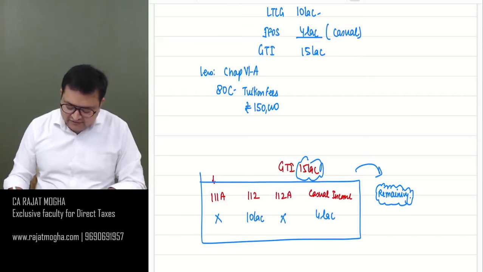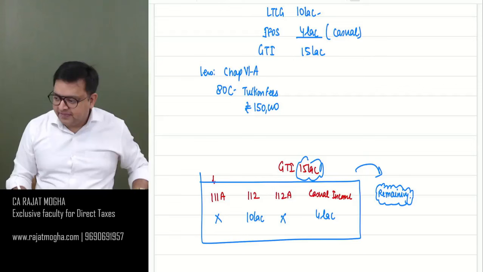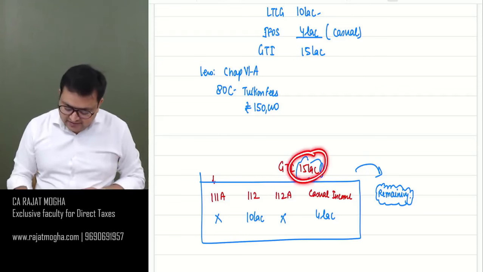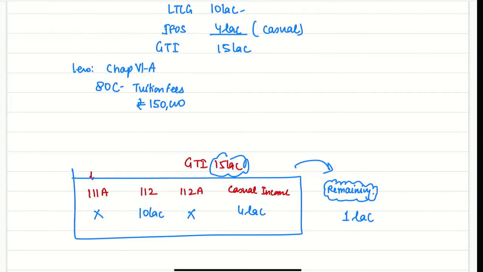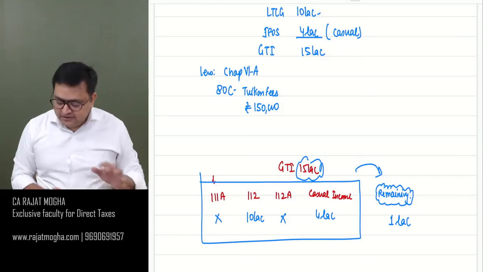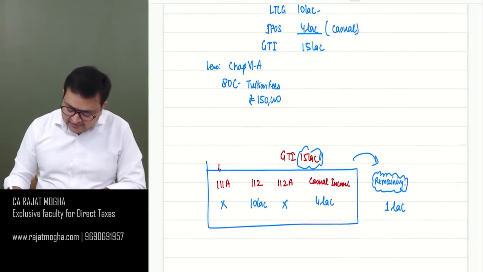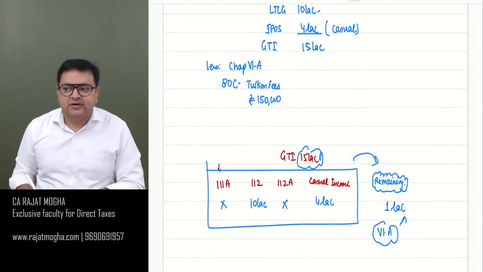And then the balancing figure. Just do the balancing figure. So 15 lakh minus all this. So 10 and 4, 14. You will get 1 lakh rupees remaining income. So you can take your chapter 6A. Your chapter 6A is available only from your remaining income. It cannot be more than this amount.